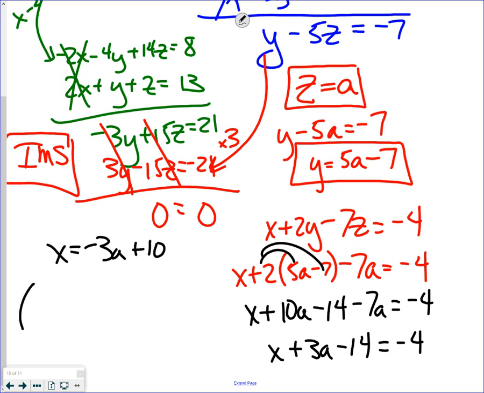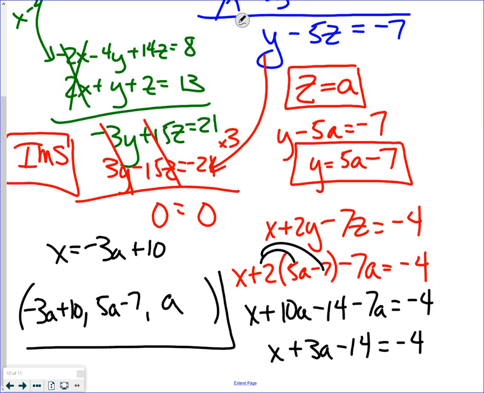So if you wanted to write this as an ordered triple, x, y, z. Hopefully you were able to understand that. Here's what that means. In theory, you could pick any number you want for a, and that ordered triple would work in all three equations.